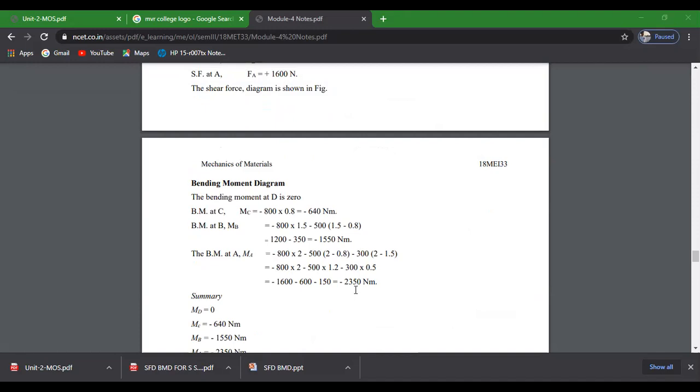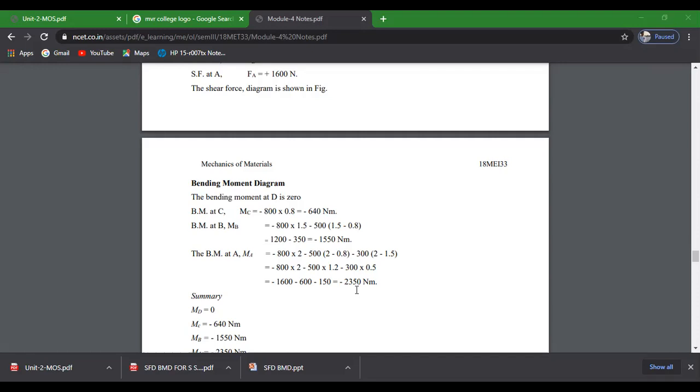All the bending moment values will be on the negative side. Why? Because we are considering the assumption that all downward moments will be negative. That's the reason we obtain all negative values here.